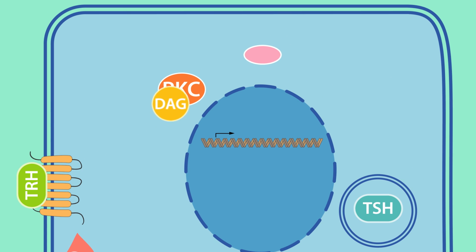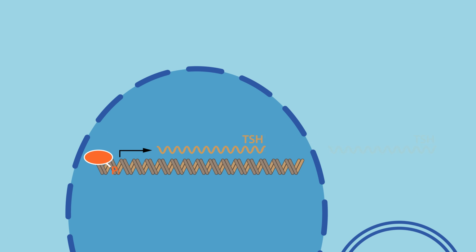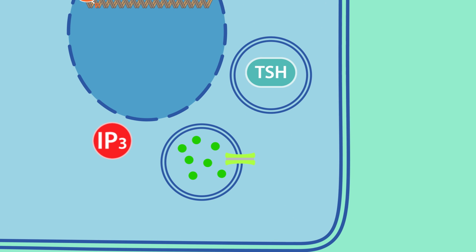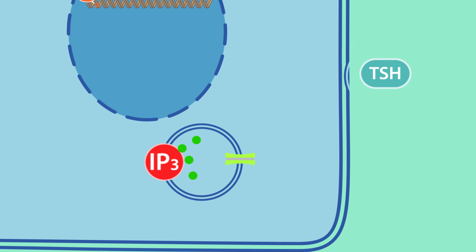DAG activates protein kinase C, which leads to the phosphorylation of downstream proteins and enzymes. These proteins and enzymes in turn stimulate the synthesis of new TSH, while IP3 promotes the release of calcium ions from internal stores, which leads to the release of vesicles by exocytosis.